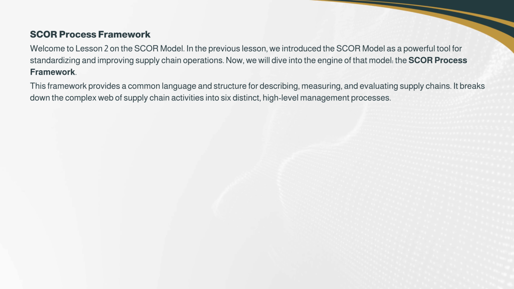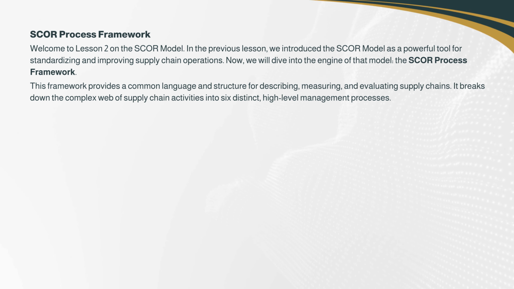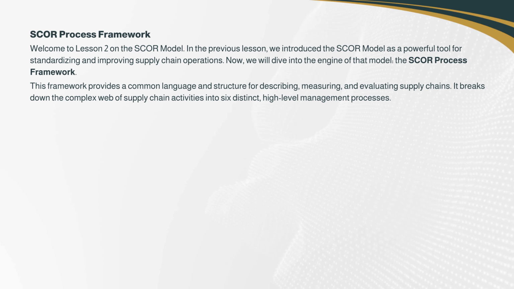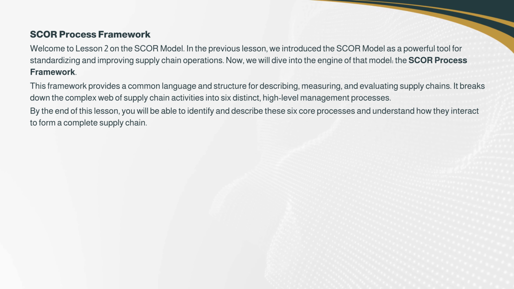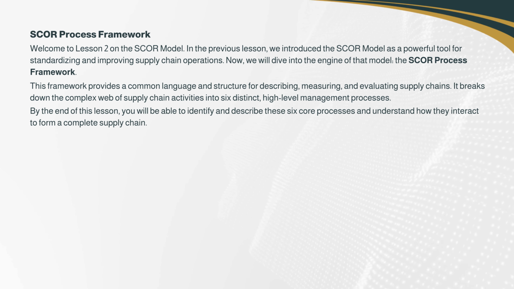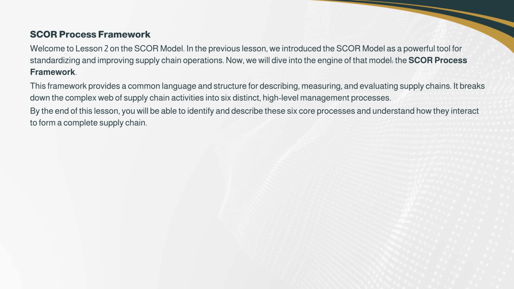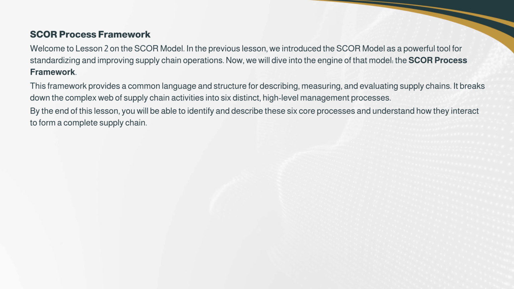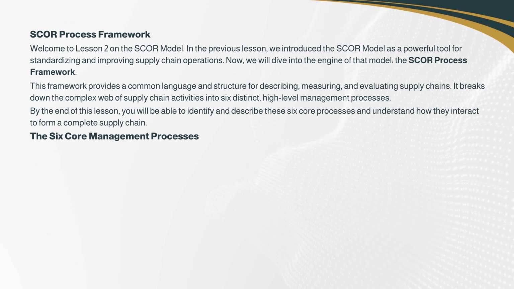It breaks down the complex web of supply chain activities into 6 distinct, high-level management processes. By the end of this lesson, you will be able to identify and describe these 6 core processes and understand how they interact to form a complete supply chain. The 6 core management processes.